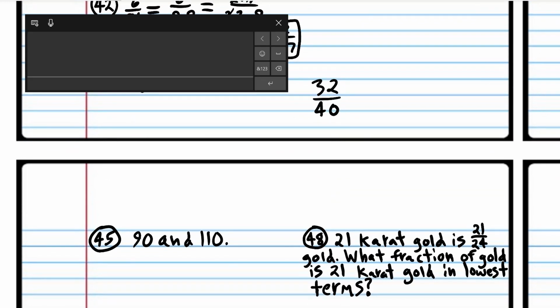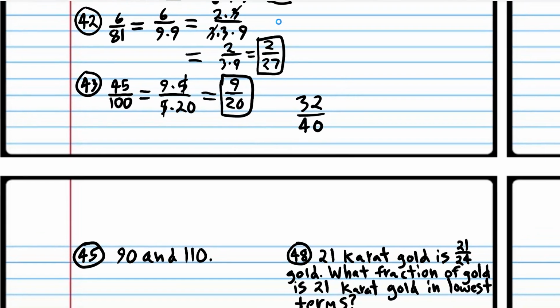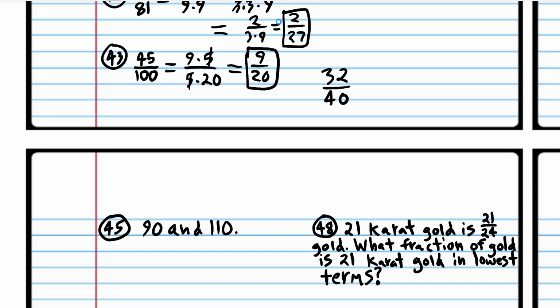All right, we're back. So 9 times 5 is 45. And 5 times 20 is 100. Now you may not have known that 5 times 20 is 100. You can do it different ways. The 5s cancel out, and you're left with 9 over 20. You may have done it a different way. That's fine. If you got 9 over 20, then you did it correctly. You may have done 10 times 10 instead of 5 times 20. That's perfectly fine.